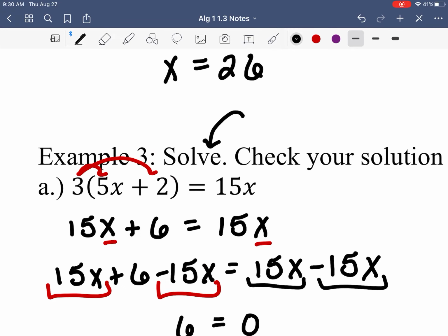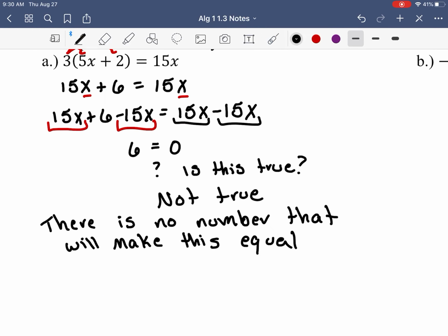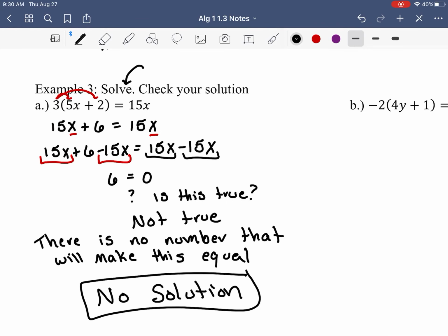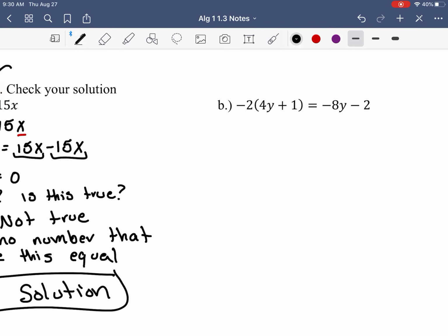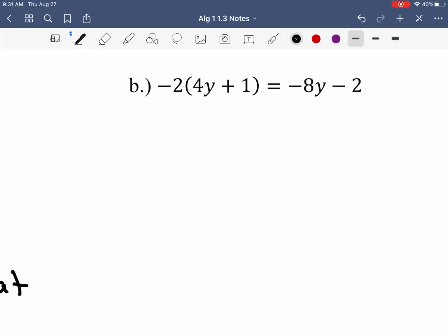There is no number that I can put up here in this original equation that will make this side equal to 15x. So I would write here, since there's no number that will work, I will write no solution. There is no solution to this equation. Okay, so this example 3 has no solution. We've also got another one over here. Here is 3b, example 3b.